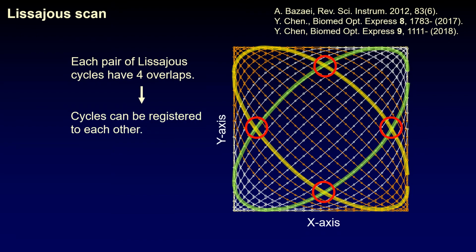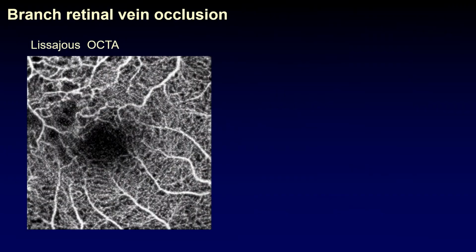These regions can be used as landmarks to co-register the segments. By this co-registration, we can perfectly and three-dimensionally cancel the eye motion. Thanks to the Lissajous scan, now we can have perfectly motion-free OCTA.